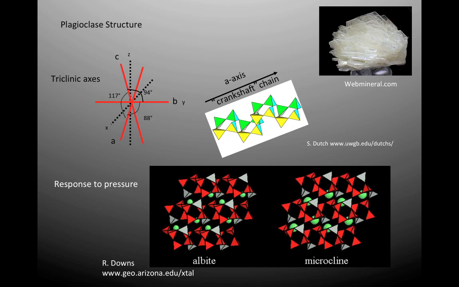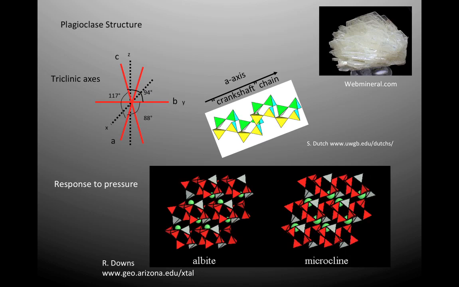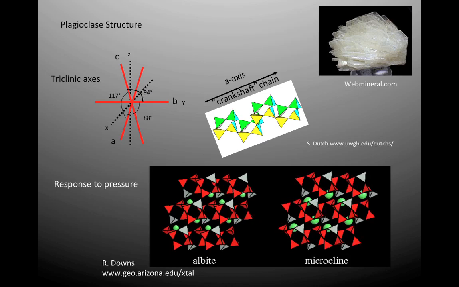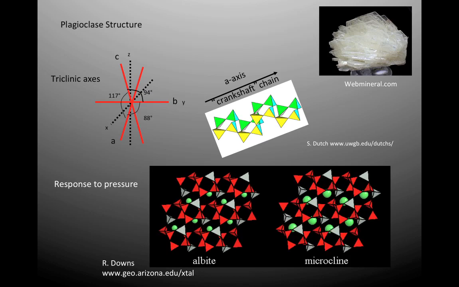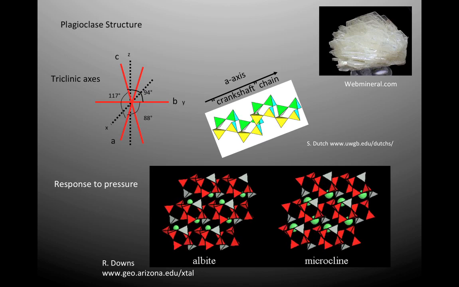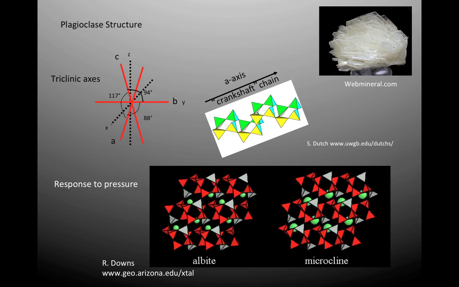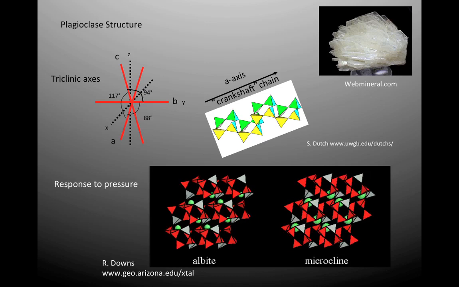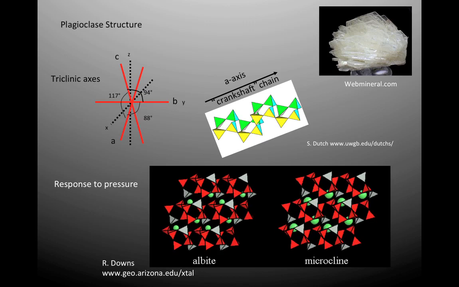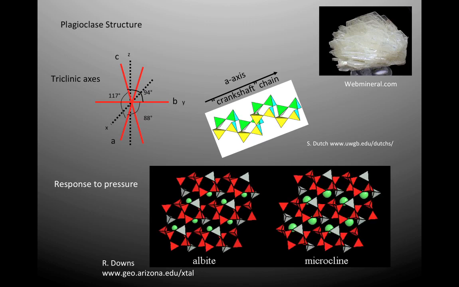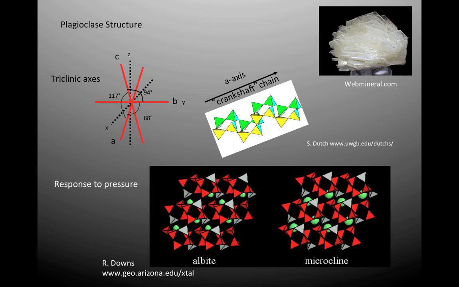And if you look carefully at this animation, you can see that the angles between the silica tetrahedra are being distorted by application of hydrostatic stress. So all of this would suggest that there could be very large anisotropy in elastic properties of the feldspar structure.